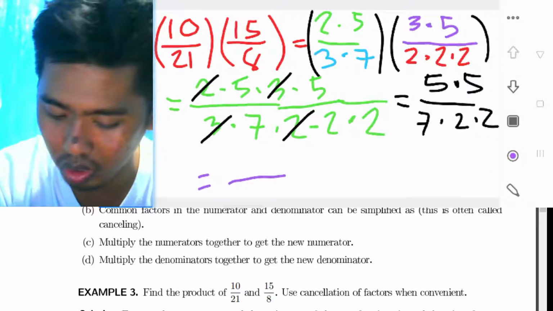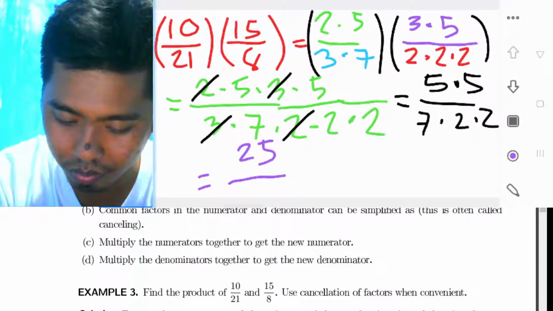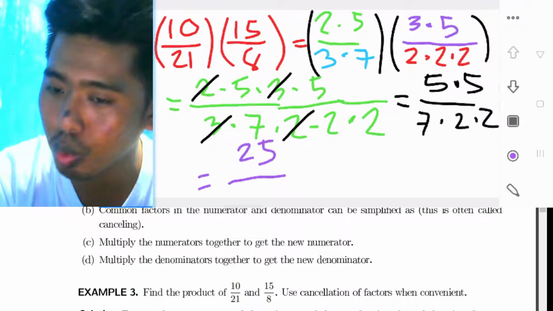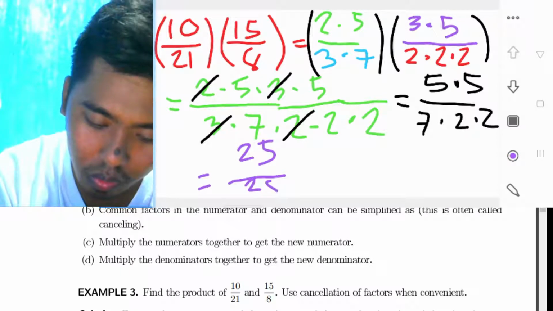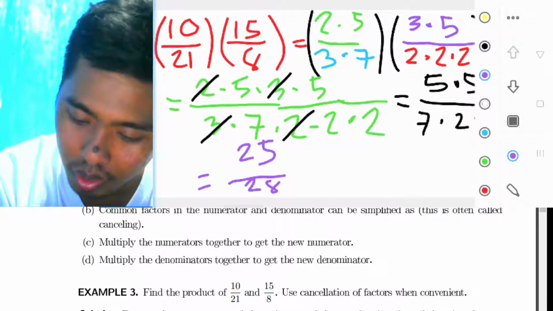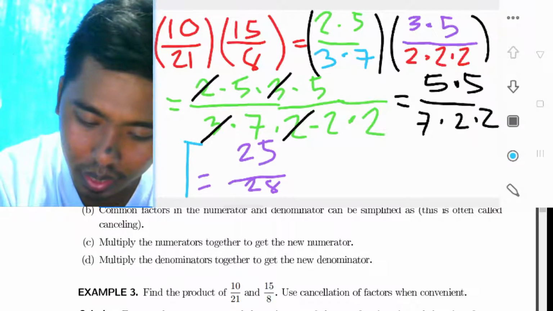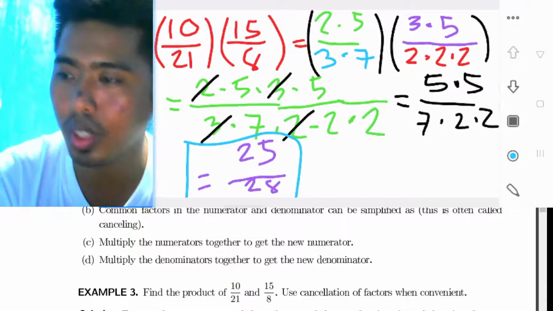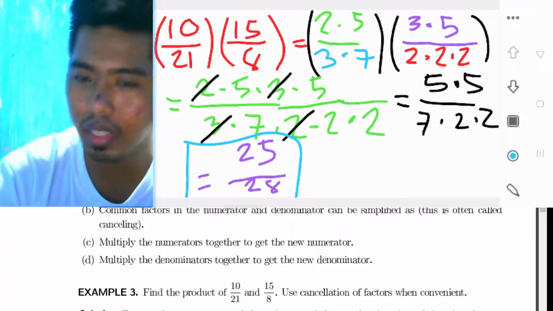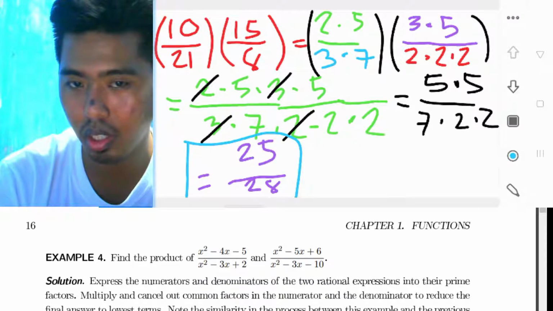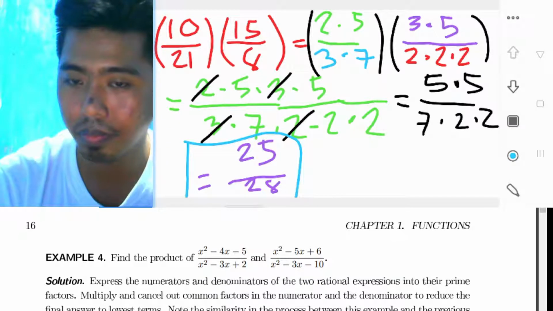Now let's continue. 5 times 5 is 25. And 7 times 2 is 14, times 2 it's 28. So that would be your final answer. Yay! So 25 over 28. Alright? So next example na ata diri.